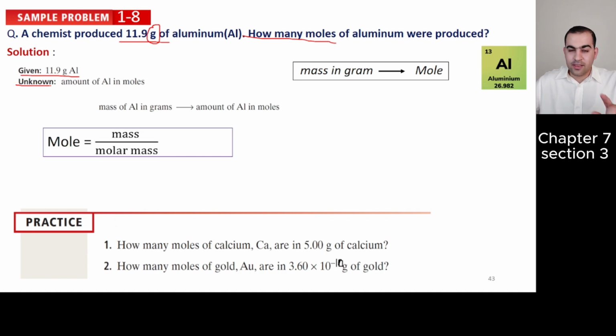The rule, guys, for finding mole: mole equals mass divided by the molar mass. So what's the mass? Mass is 11.9. Sorry.